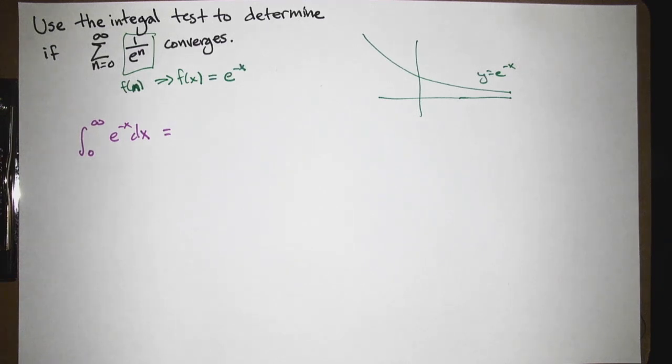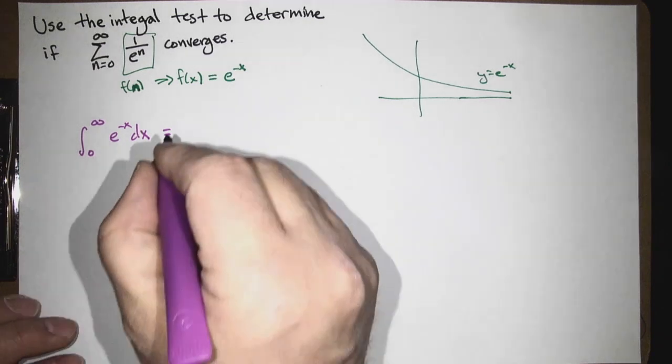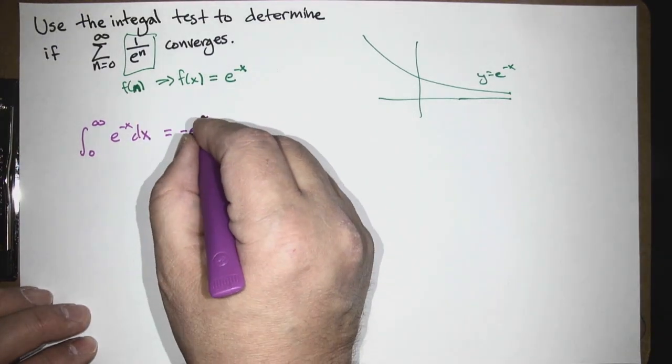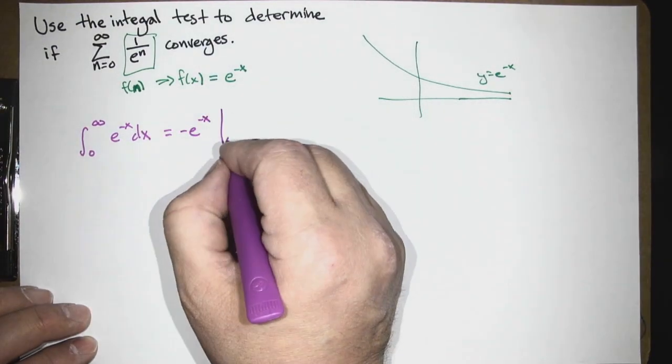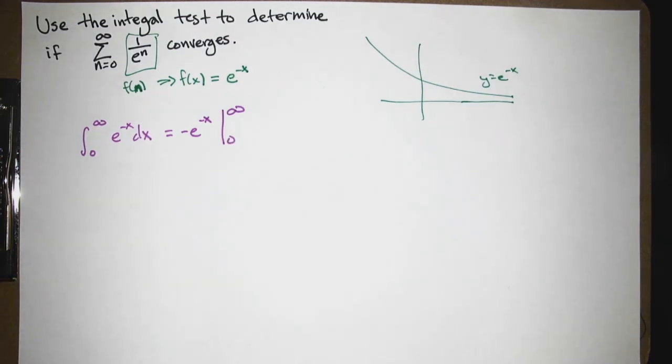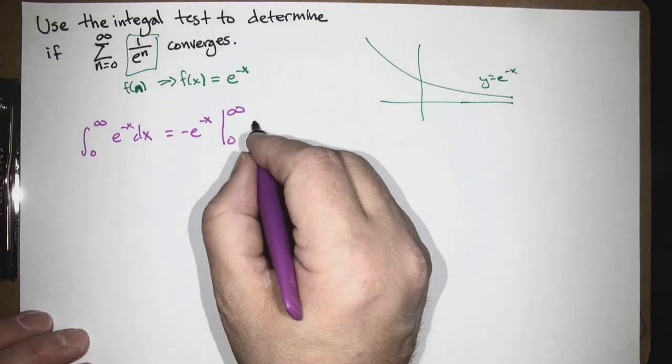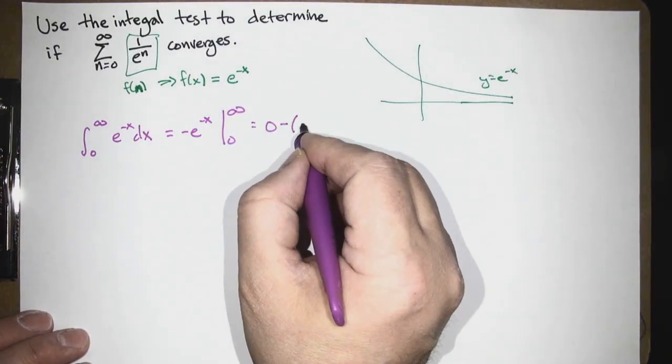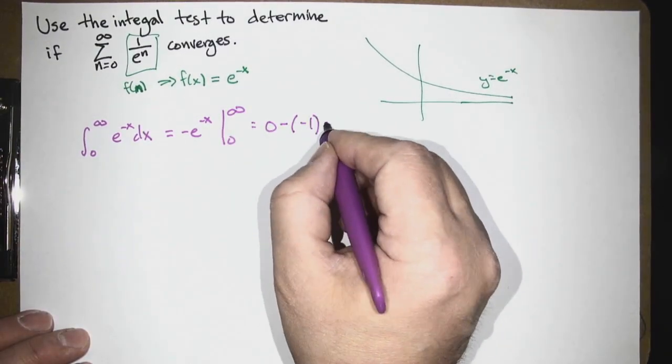This is not meant to be a trick question. I'm saving that for the next one. Negative e to the minus x, and evaluate from 0 to infinity. If you, quote unquote, plug in infinity, so in other words, as x goes to infinity, what happens to e to the minus x? It goes to 0. So you end up with 0, subtract, plug in 0, minus 1, which is 1.